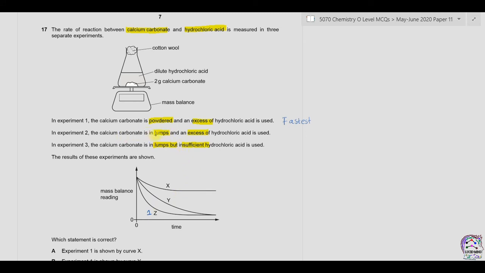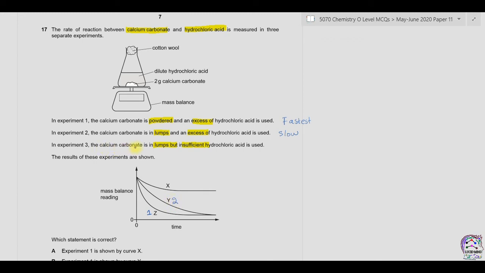In experiment 2, they have taken lumps of calcium carbonate and excess of hydrochloric acid. So therefore this will be slow as compared to the first experiment. So according to the graph, this should be less steep than the first one. So it seems like Y is experiment 2.